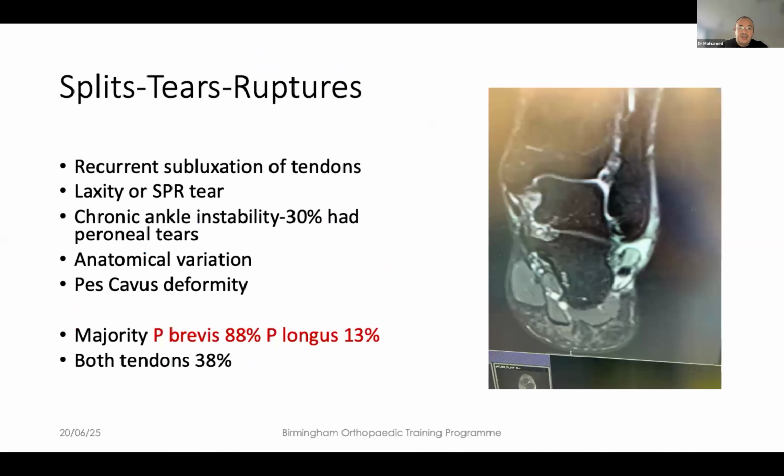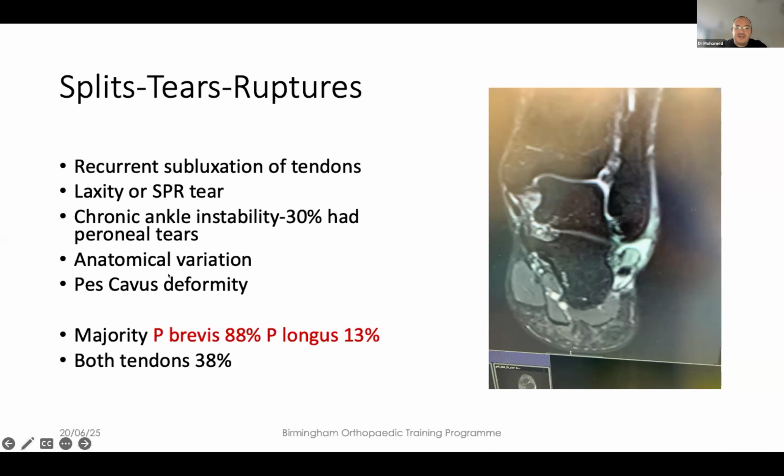So if we come to the third and last pathology, it is split tears or ruptures of the tendons, which is mostly because of dynamic abnormal alignment of the hindfoot or ankle instability, which put a lot of stress on the peroneal tendons, ending in peroneal tendon tears and ruptures. So if the tendon keeps recurrently subluxing or dislocating, the SPR is gone, and the ankle is chronically unstable. So 30% of these patients will have peroneal tendon tears.